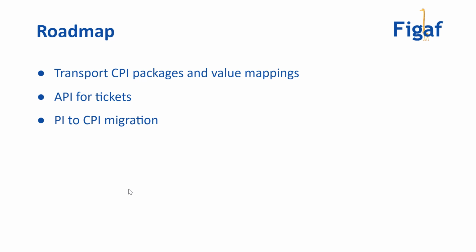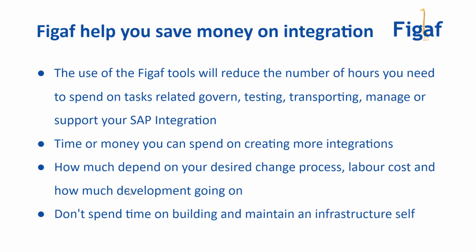Some of the things we're adding: transport of CPI packages and value mappings, versioning of documents. We are looking at an API for tickets and a PI to CPI test first and then migration later, as part of the things we are looking at. So I think we can save money on the integration, on all these manual tasks that you have, understanding what's being changed, who runs this, and obviously you don't need to build an infrastructure to handle your CPI integrations first.